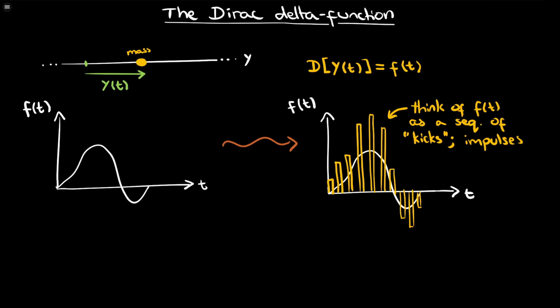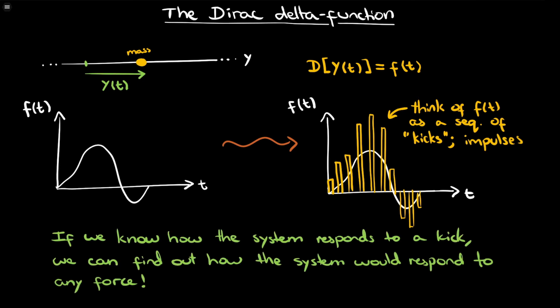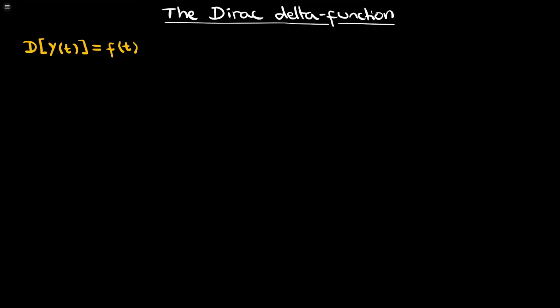Well, how about we think of the force as a sequence of little kicks, impulses? The motivation for this is that if we know how a system responds to a kick, then we know how the system would respond to any force, as any force would be nothing but a sequence of these kicks. In the limit of this idea, each kick would in some sense represent infinite force over zero time. So let us sort out what a force function for the kick should be.